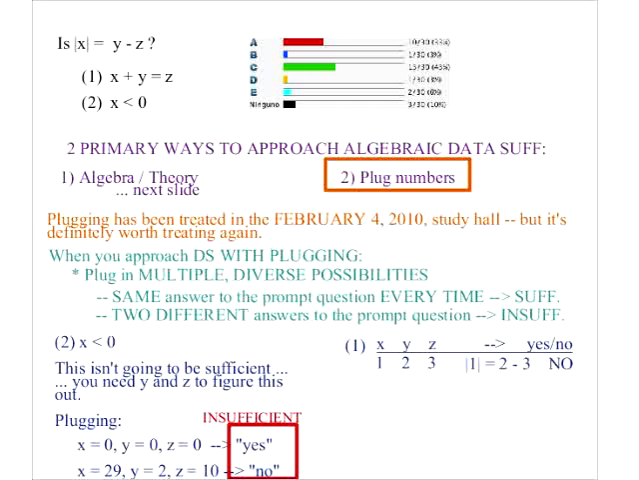A couple people have said 3, 2, and 5, so let's try those. The question there becomes, is absolute 3 equal to 2 minus 5? That's also a no. Then what other kind of number should we be trying here, especially for x? We should be trying negatives. Or we can try 0. Yeah, that works too. So 0 is a good idea. Then you get, is absolute 0 equal to 0 minus 0. That's a yes, so we've got insufficient.